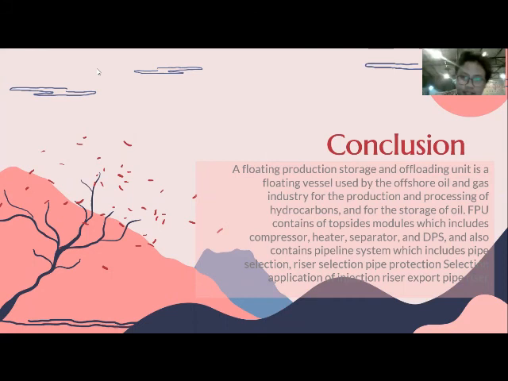And next, the conclusion. Floating production storage and offloading unit is a floating vessel used by the offshore oil and gas industry for the production and processing of hydrocarbons and for the storage of oil. FPU or floating production unit consists of a topside module which includes compressor, heater, separator, and DPS or dynamic positioning system, and also contains a pipeline system which includes pipe selection, riser selection, pipe protection selection, and application of injection riser and export pipe riser.